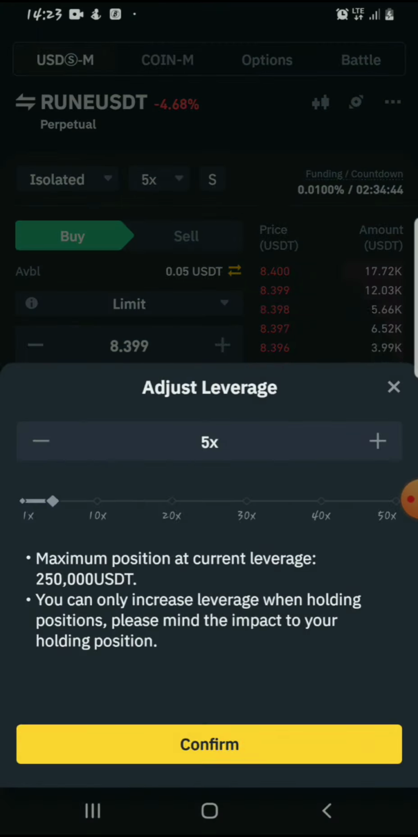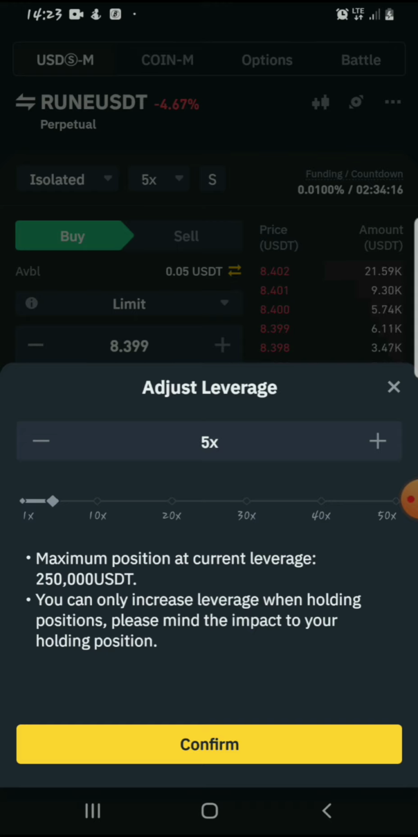Now this is the leverage, one of the most important parts of this kind of trade. This leverage starts from 1x all the way to 150x, but I think for now Binance has limited it to 50x. Maybe for my account, I can only use up to 50x. So this is your leverage, just like a borrowed margin.